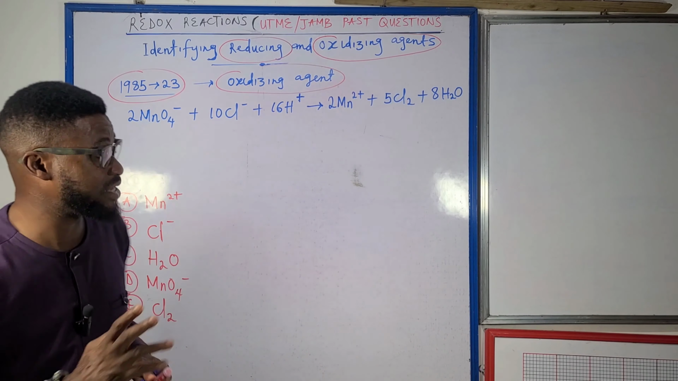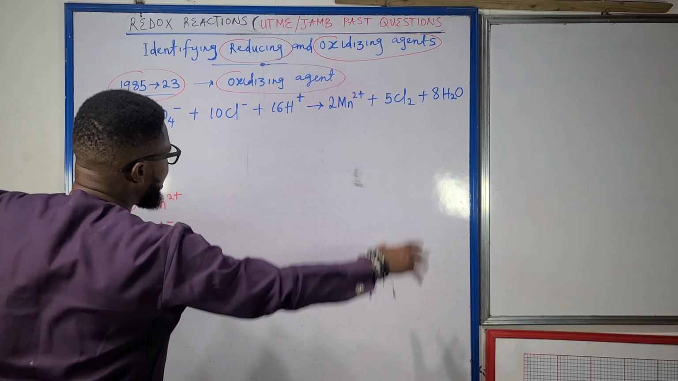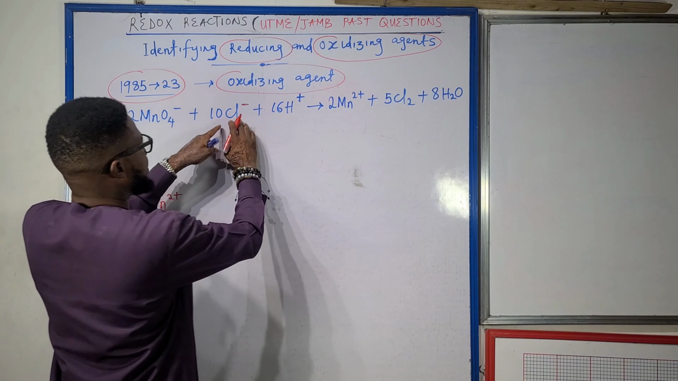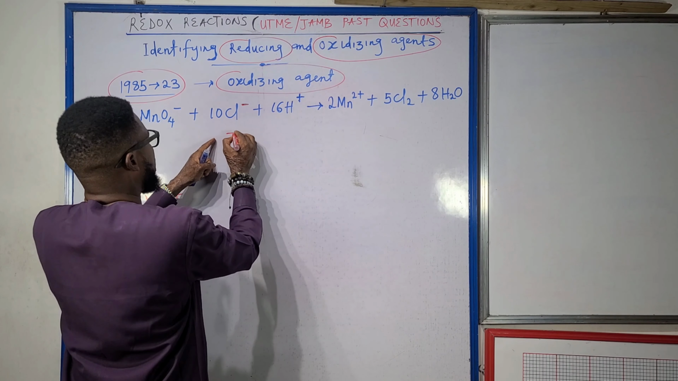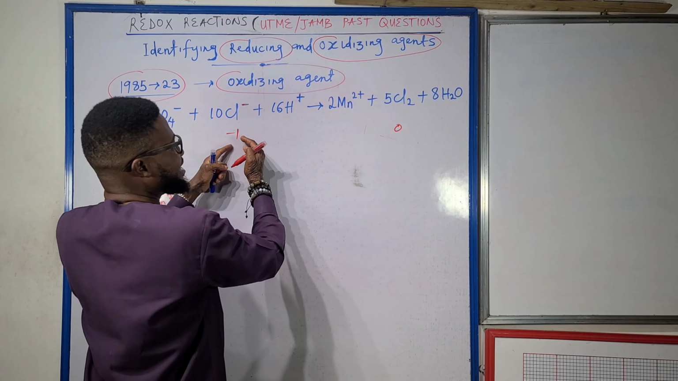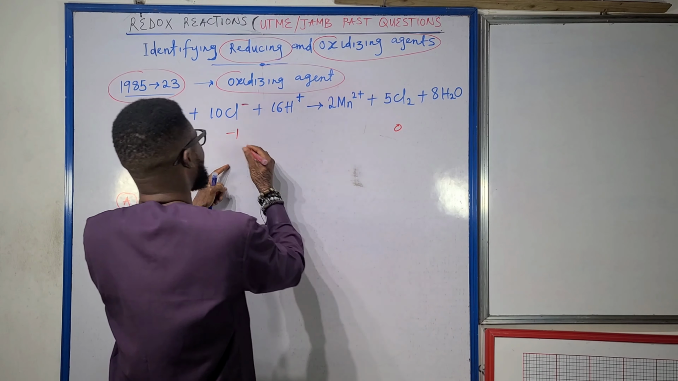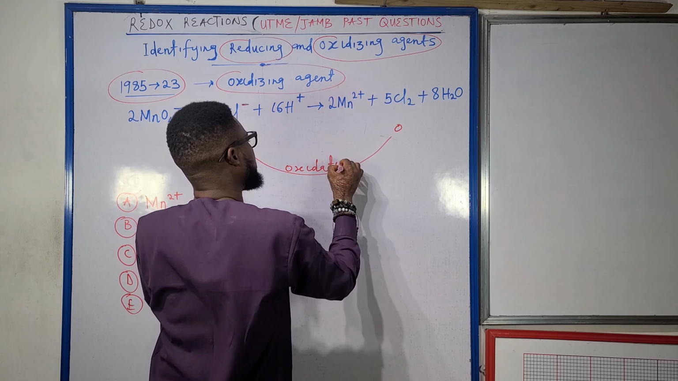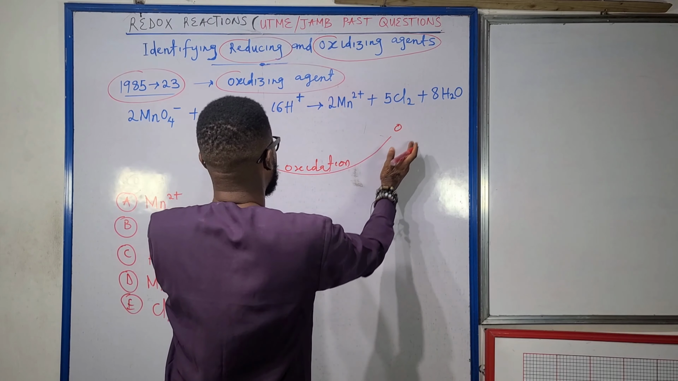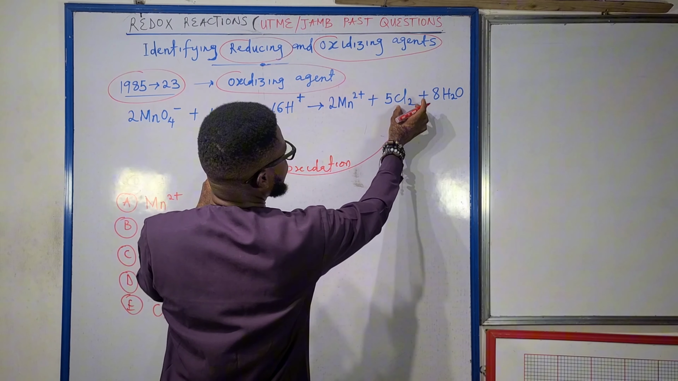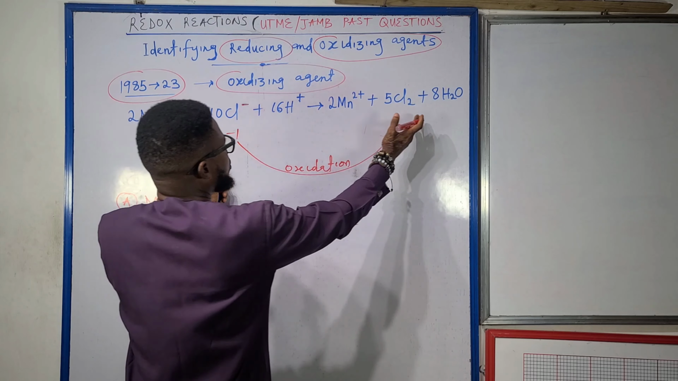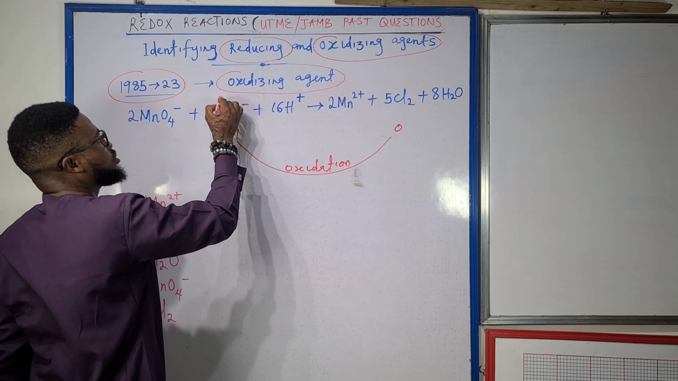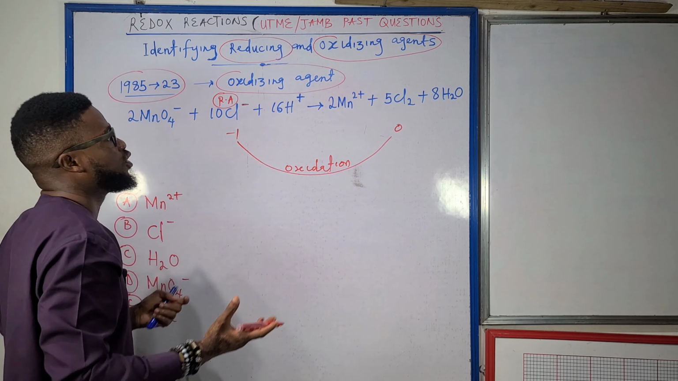If you look at this particular equation, not minding how complex it looks, it's not. So looking at the chloride ion here, from -1 to 0, that is an increase in oxidation number. An increase in oxidation number is actually oxidation. From -1 to 0, that is oxidation, because chlorine gas here is in the uncombined state. What will undergo oxidation is actually the reducing agent. I was not told to look for reducing agents.